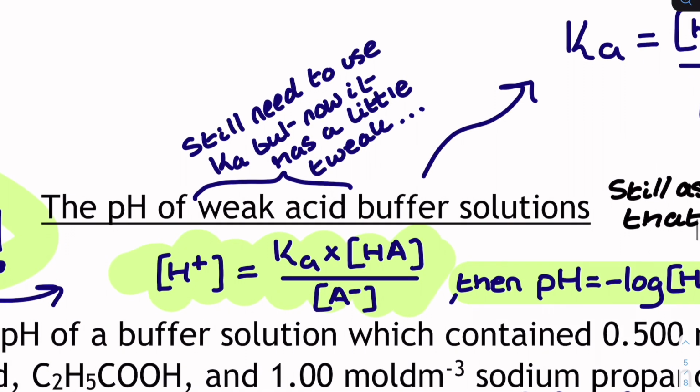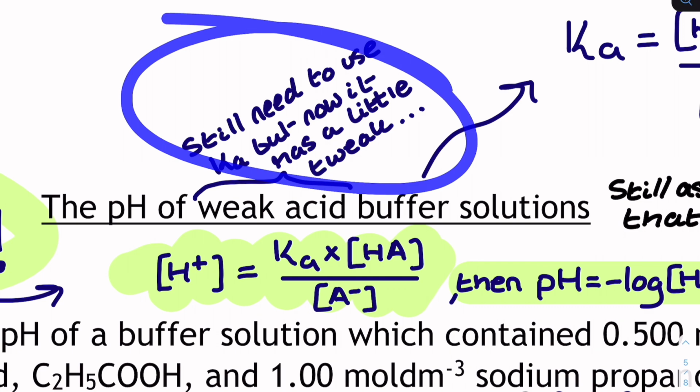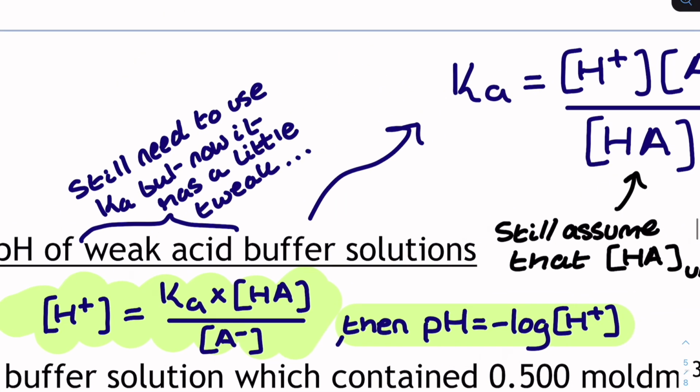So, first off, what's the same? It's still Ka. It's a weak acid, so I'm still going to have to use the Ka expression to find that H+ ion concentration that I'm going to need for the pH calculation. So I'm still using Ka here. That isn't going to change.